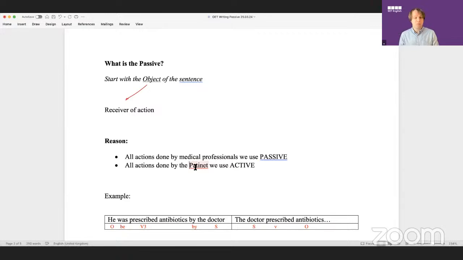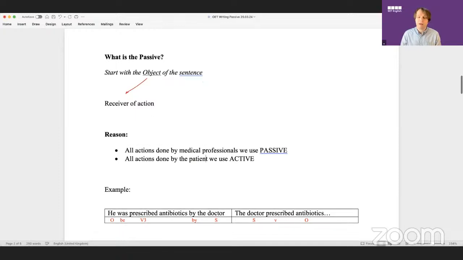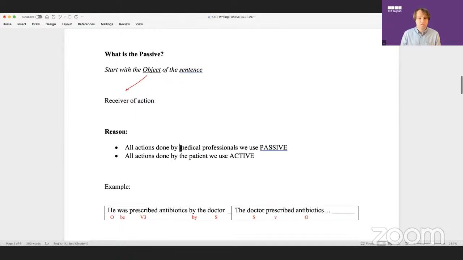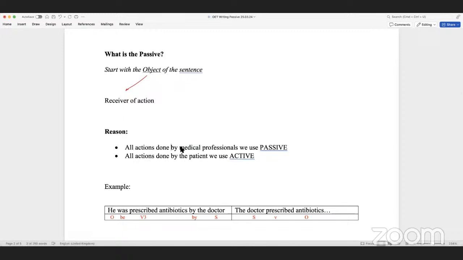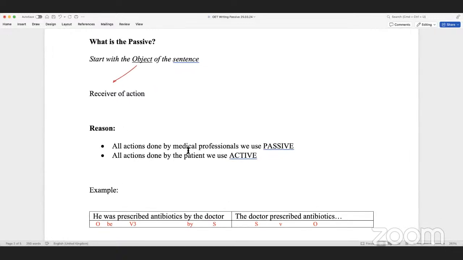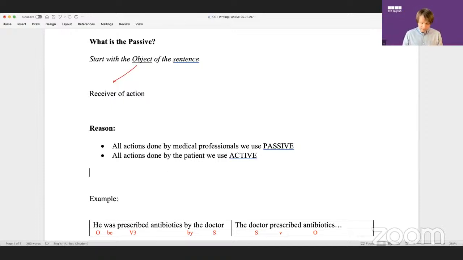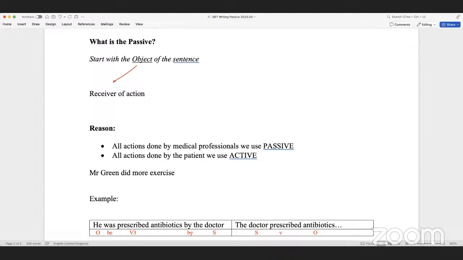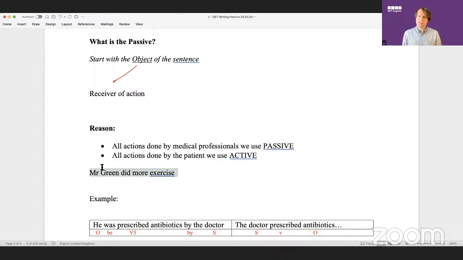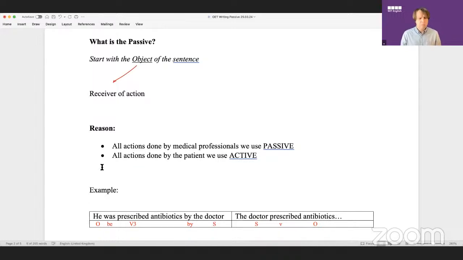Jasmine, can you say hello? Why do we use passive when we talk about ourselves, but we use active when we talk about the patient? What the patient does, we refer to them. Yeah, but why are we doing this? Guys, I could say Mr. Green did more exercise. Is that passive or active, everyone? Active. We wouldn't say more exercise was done by Mr. Green, okay? But if the doctor is doing it, we're going to use the passive.